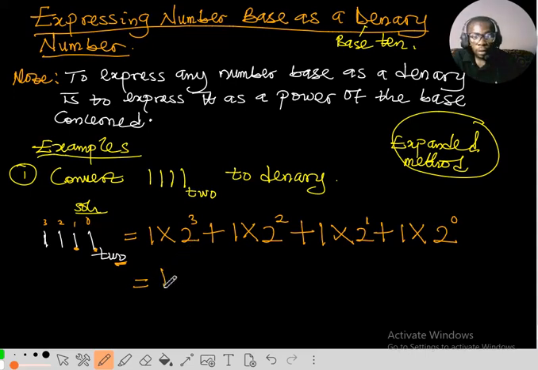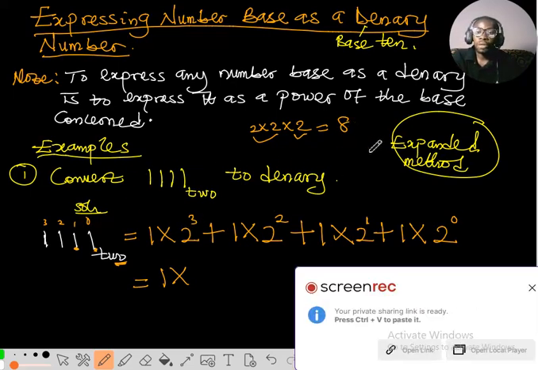So this will be 1 times 2 raised to power 3. That is telling you to write 2 three times: 2 times 2 times 2. 2 times 2 gives 4, and 4 times 2 gives 8. So 2 raised to power 3 is 8, not 6. It's not 2 times 3. 2 raised to power 3 means write 2 three times. So this gives 8.